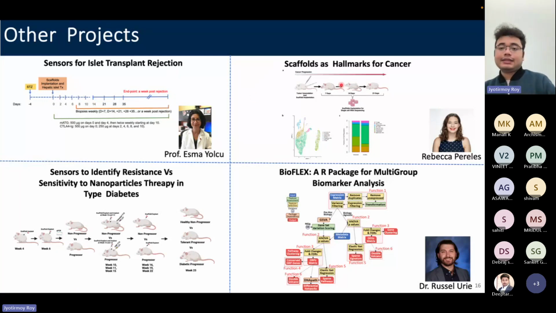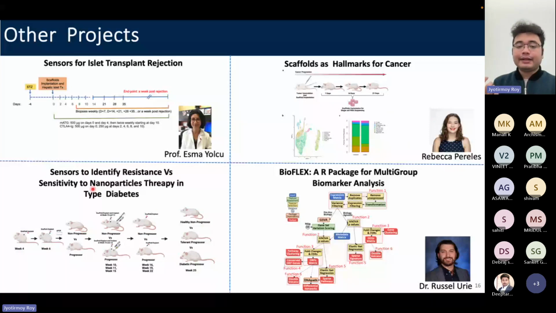Other thing, on the cancer side of things, we are using the scaffolds to identify what the hallmarks of cancer are, and this is done in collaboration with one of the grad students in our lab, Rebecca Pearls. Another of my studies was talking about the nanoparticle side of things.